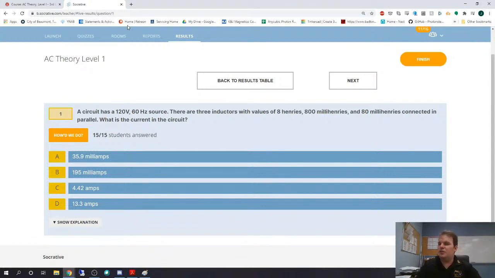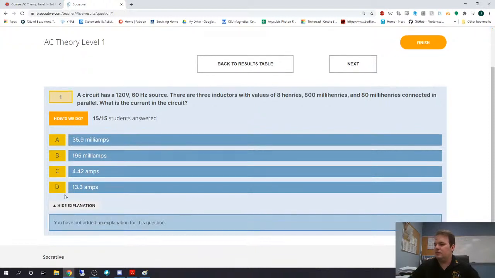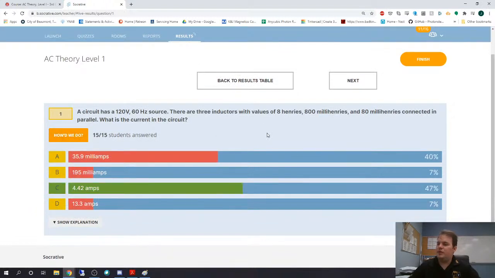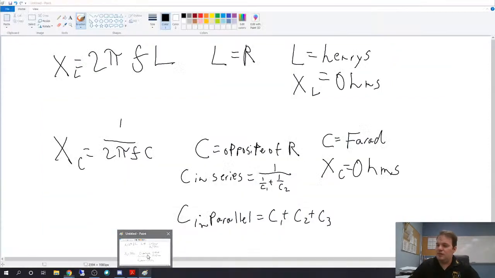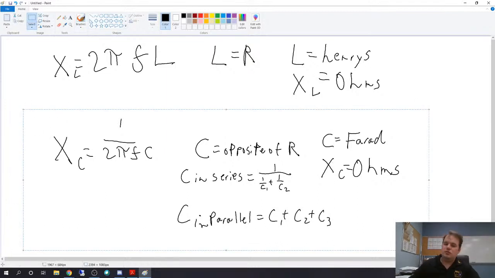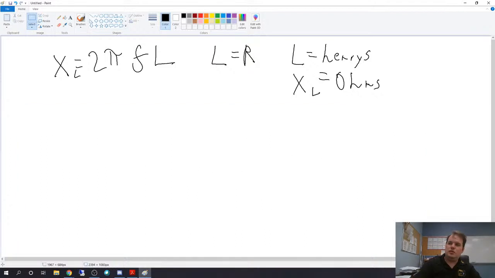All right, so a circuit has a 120 volt 60 hertz source. There are 3 inductors with values given, connected in parallel. So it's inductors in parallel. Well, we're going to combine them using the reciprocal method. Use the 2 pi F L formula to convert that to ohms, and then divide 120 by that.